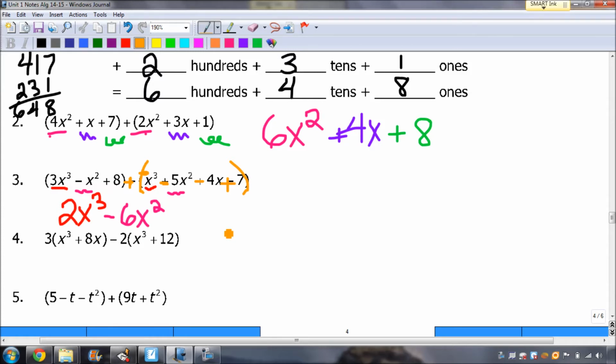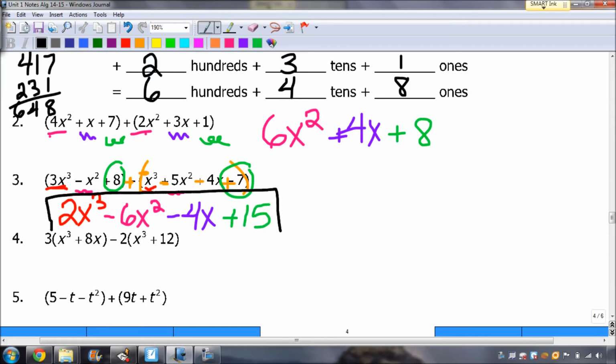So I end up getting 2x cubed for this one right here because I'm combining 3x cubed with negative x cubed. And then this becomes negative 6x squared because I'm combining negative x squared with negative 5x squared. Now, there's nothing to combine with this negative 4x, so I'm just going to copy it down because there's nothing like it over here. So I've got negative 4x, and then lastly, I've got 8 and 7 left over, so I've got plus 15. So that's my answer for this.